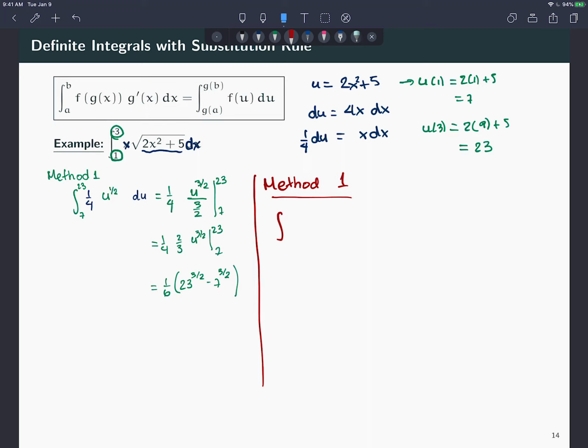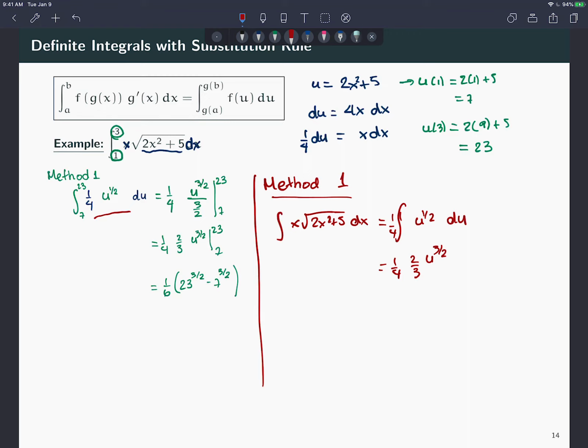So I have x times the square root of 2x squared plus 5 dx, and I'm not going to write any limits of integration. This just becomes, using the same u-substitution, the integral of 1/4, which I can write outside, of u to the 1/2 du. I'm copying it from here without the limits of integration. And this just becomes 1/4 times u to the 3/2. I'm going to skip the step and multiply by 2/3. I'm not evaluating anything.